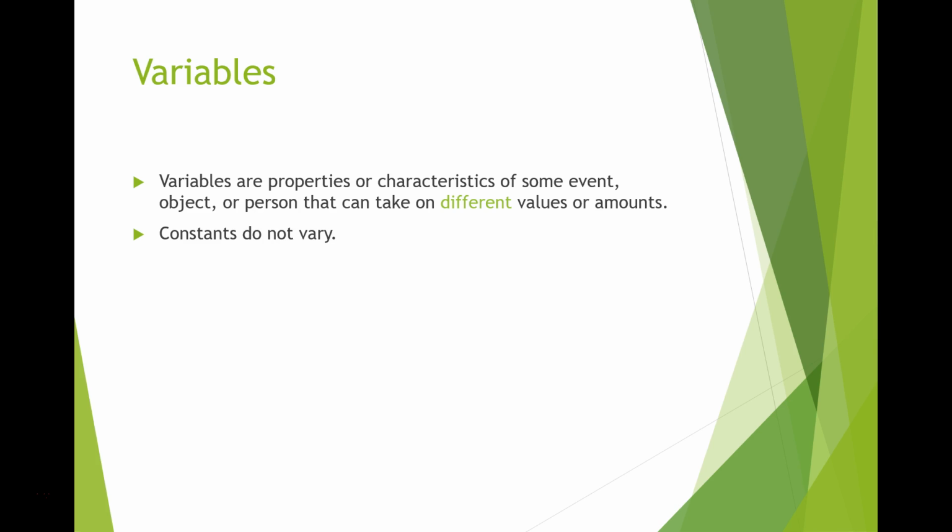Variables are properties or characteristics of some event, object, or person that can take on different values or amounts, as opposed to constants, such as the mathematical constant pi, which do not vary. So let's look at a few examples.